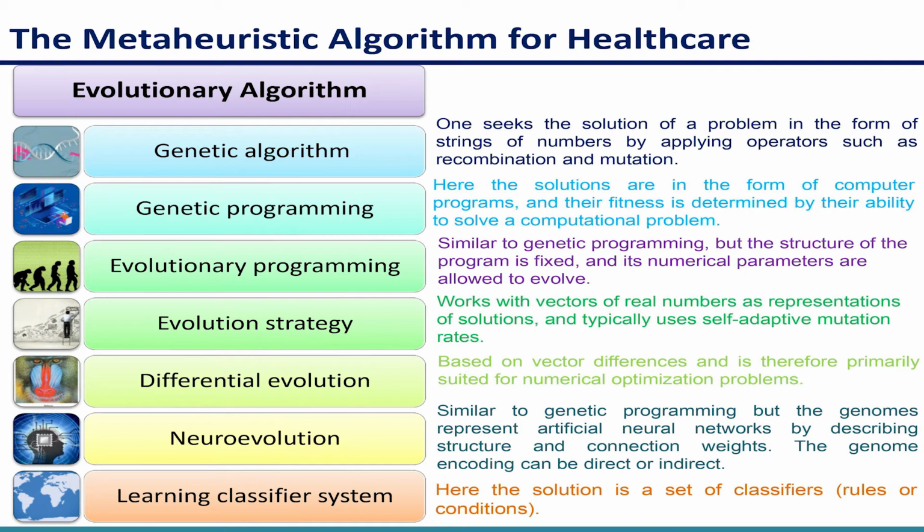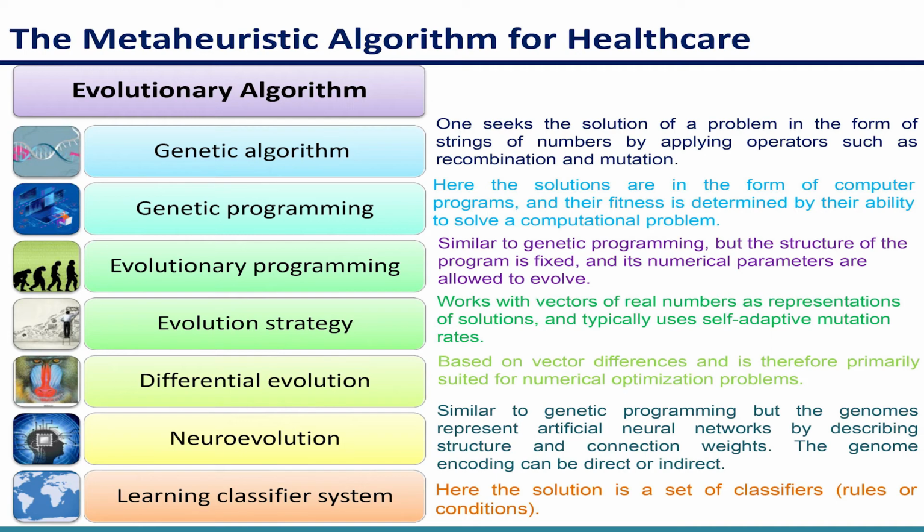Next we have neuroevolution. Neuroevolution is similar to genetic programming, but its genomes represent an artificial neural network by describing the structure and connection weights. The genome encoding can be direct or indirect. So neuroevolution is the same as the genetic one, used for recombination and mutation problems.